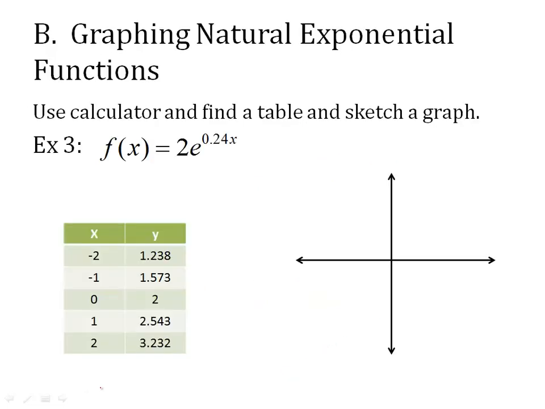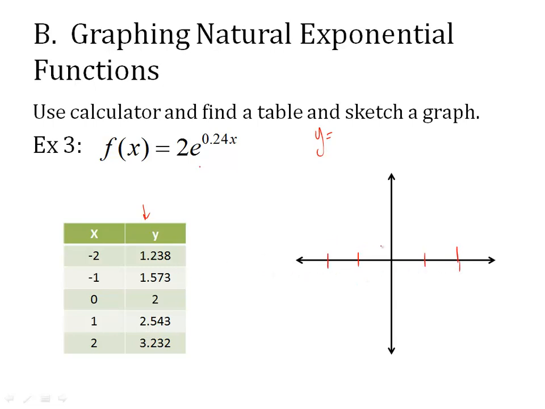The next part is to graph natural exponential functions. Okay, there's your e. Notice there's things happening to my x. There's a coefficient out here. What's going to happen here? Well, what you're going to do is type this equation in the y equals on your calculator, and look at the table. Remember how to find the table: second and graph, and it's going to pull up the table. And I want you to look at the values from -2 to +2, going both sides of that y-axis.